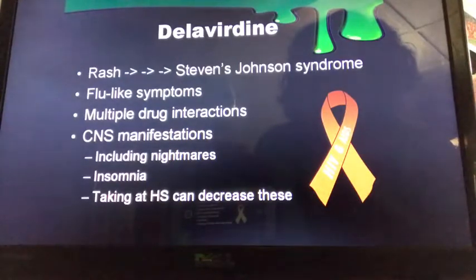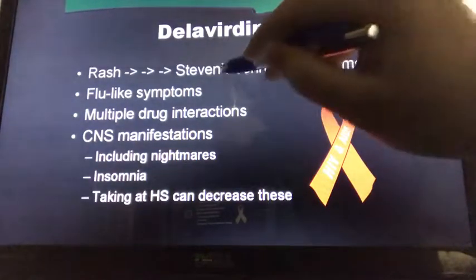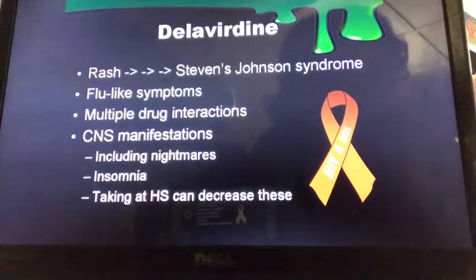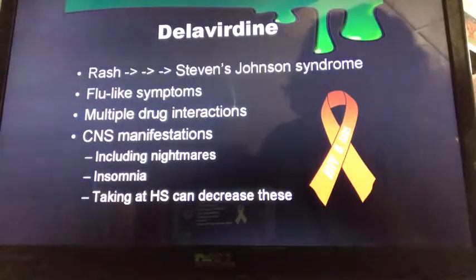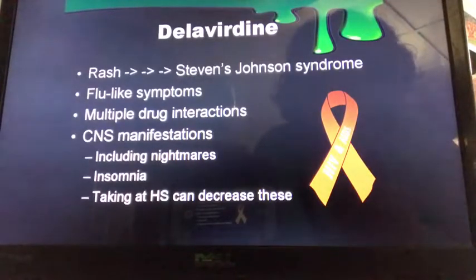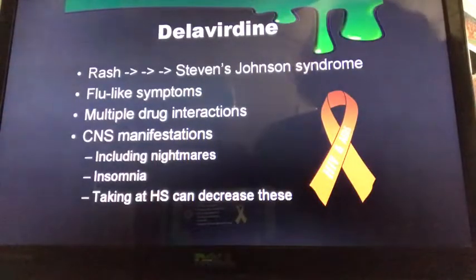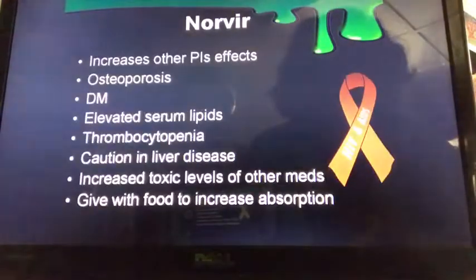Delavirdine can cause a rash, and that rash could lead to Stevens-Johnson syndrome. It's a very severe skin reaction. It could cause flu-like symptoms and has multiple drug interactions, just like the last one. Also, CNS manifestations, including nightmares, insomnia, and if you take it at bedtime, this decreases those side effects.